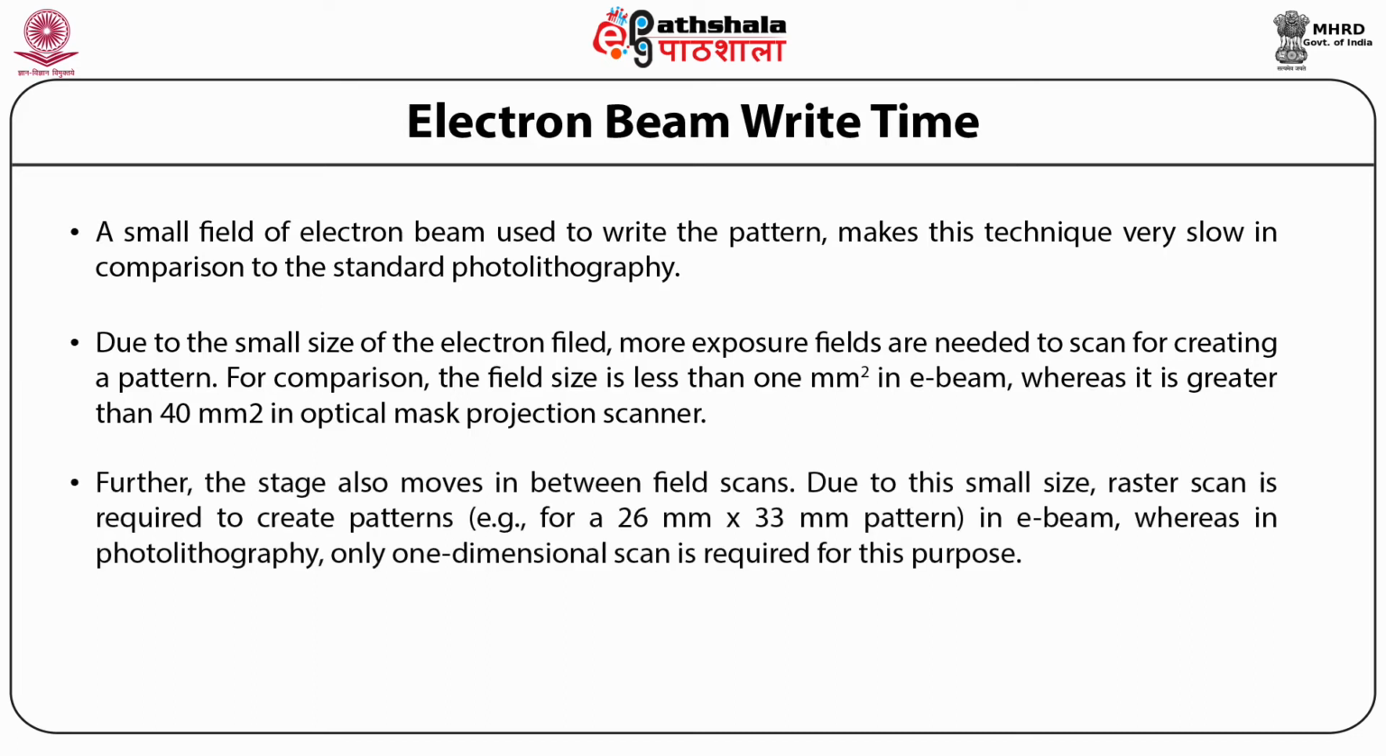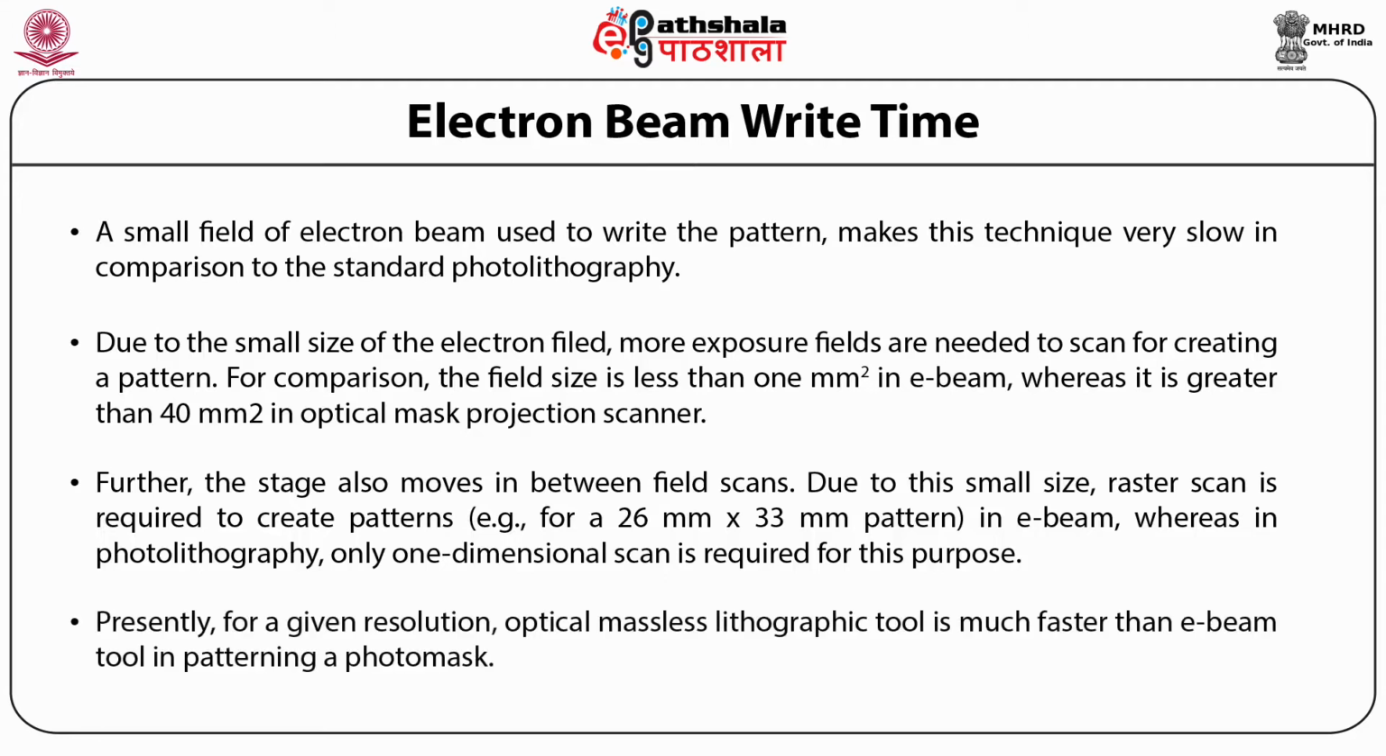Further, the stage also moves in between field scans. Due to the small size, raster scan is required to create patterns. For example, for a 26 cross 36 pattern in E-beam, whereas in photolithography, only a one-dimensional scan is required for this purpose. Presently, for a given resolution, an optical maskless lithographic tool is much faster than an electron beam tool in patterning a photomask.